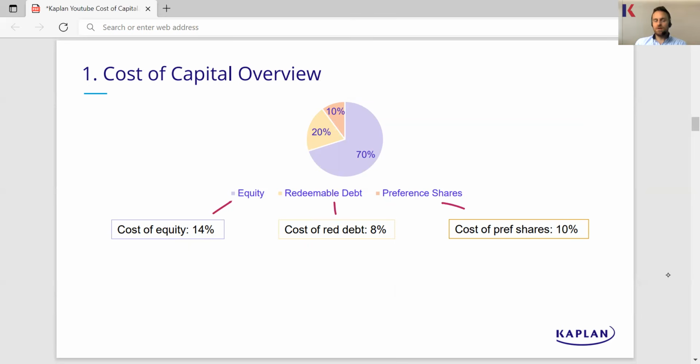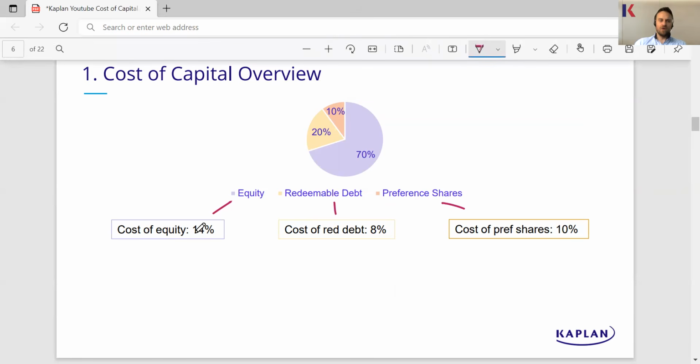Now, as I said a minute ago, what we then need to do is weight those based on how much we've got of each, because as I said, we could just add the 3 up, couldn't we? 14 plus 8 plus 10 and divide them by 3 and say, right, there's our average cost. But hopefully you can see from this, the little sort of pie chart thing, we've got a lot more equity than we have debt, for example, and a lot more equity than we have preference shares.